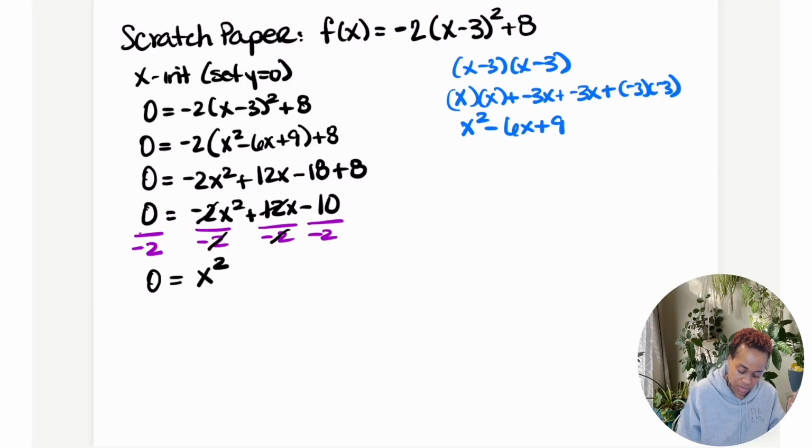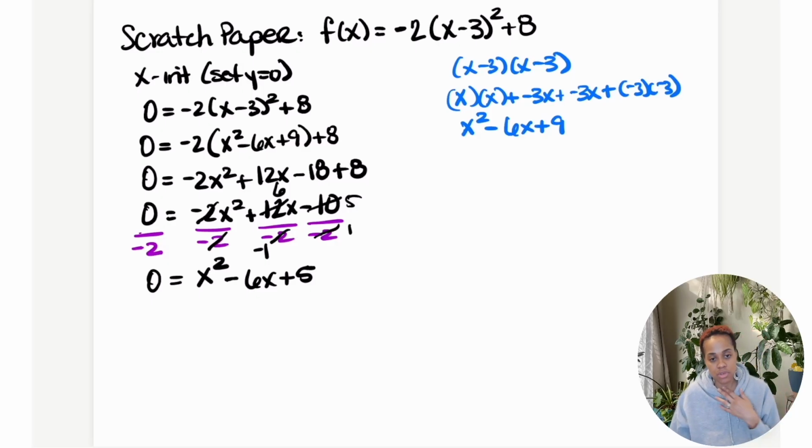A 12 divided by a negative 2, that's going to give us what? That's going to be a negative 1. And then I'll just put a positive 6 here. So 6 divided by negative 1, that's going to be a minus 6. And then a negative 10 divided by a negative 2, that's going to be 5, right? I'm writing sloppy. Please forgive me. Okay, 0 equals x squared minus 6x plus 5.